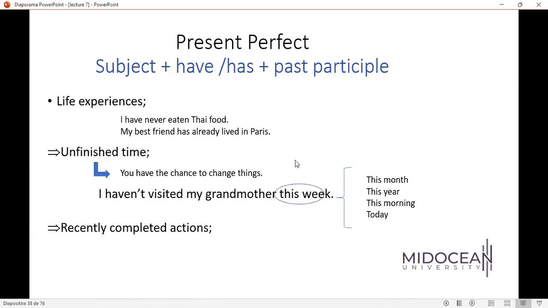The present perfect also indicates recently completed actions. Example, so the time is not specific. The baby has just woken up. Let's move on.